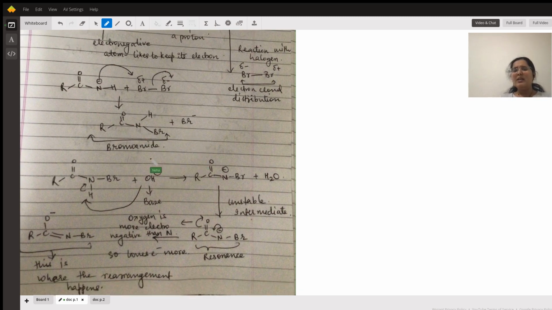Like I said, this reaction happens in base. This nitrogen again is electronegative and will like to keep the electrons to itself and donate its proton to the base. So the base takes the proton, converting it into RC=O N minus Br, and forms water. And this species is very unstable.